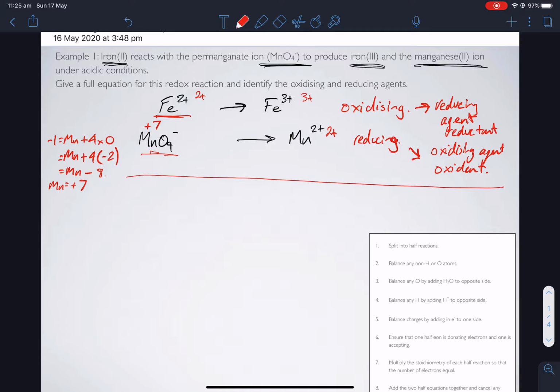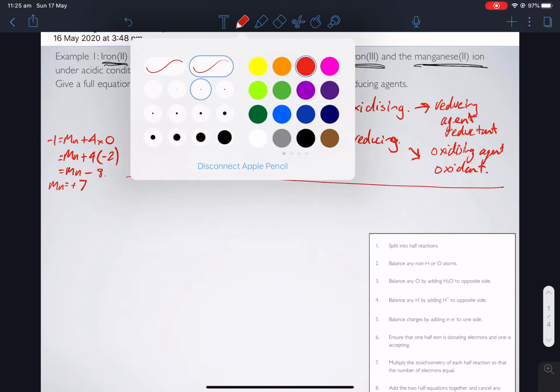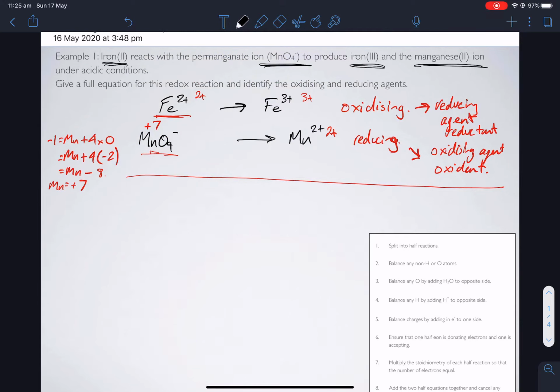All right, so let's start again underneath. I might just draw a line, and let's balance these two half equations. I'll switch back to black. So for the first one, iron 2 plus going to iron 3 plus. This is a bit of a simple one. Balance any non-hydrogen or oxygen atoms. We've got iron in here, which is not hydrogen or oxygen. There's one atom on the left and there's one on the right, so we're balanced. Balance any oxygens? We haven't got any oxygens. Balance any hydrogens? We don't have any hydrogens.